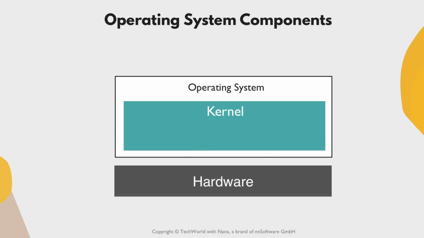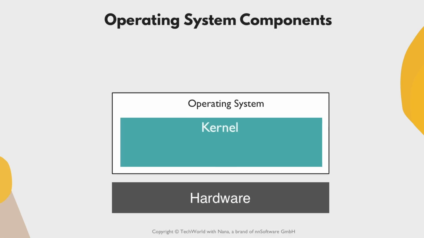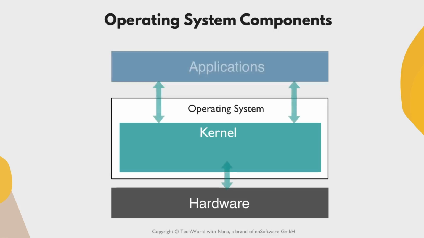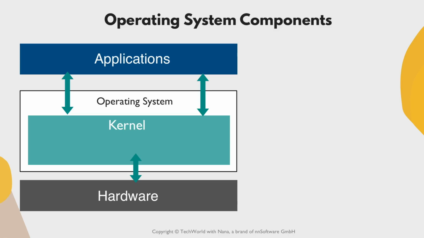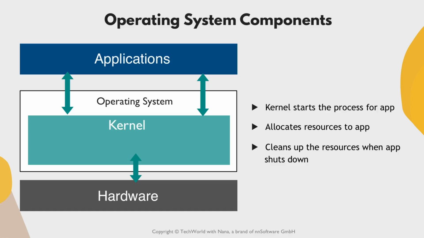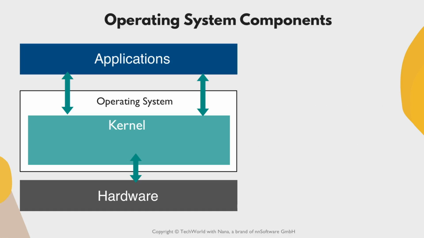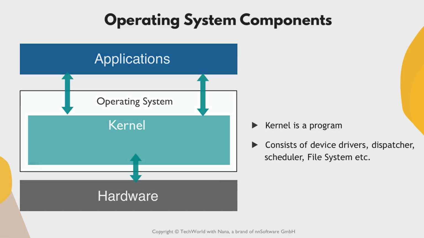So basically, the kernel part of the operating system is the layer interacting between the applications and the hardware. So when you start an application, it's the kernel that starts the process for that application, loads it into memory, and allocates CPU resources, for example, to that application. And when you close the application, all resources will be cleaned up by the kernel. The kernel is basically just a program written in code which consists of device drivers and some other logic.